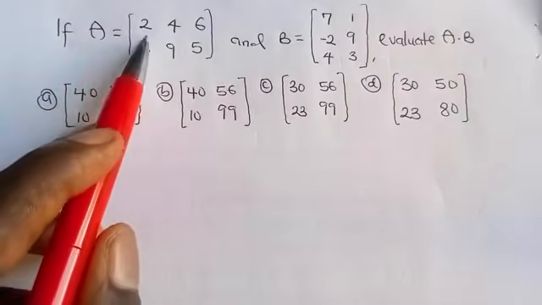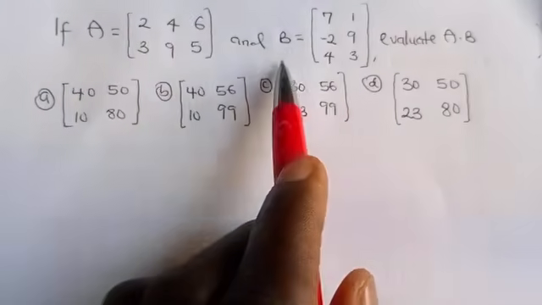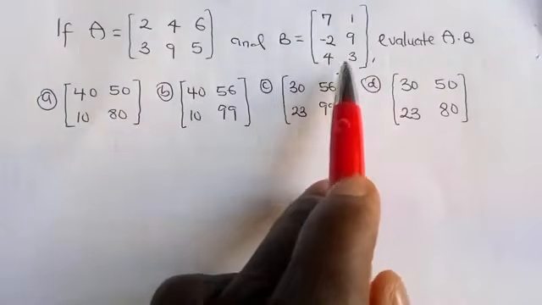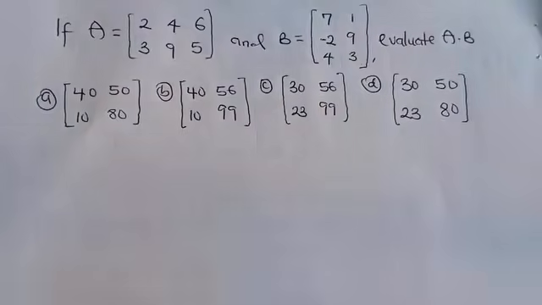If matrix A is equal to 2, 4, 6, 3, 9, 5, and matrix B is equal to 7, 1, minus 2, 9, and then 4, 3, we are to evaluate A multiplied by B. That's AB. There was one of the questions that we solved earlier where we were dealing with 3A minus 2B. That one, for us to get 3A, we use 3 to multiply matrix A. But this time around, you have a matrix multiplying another matrix.